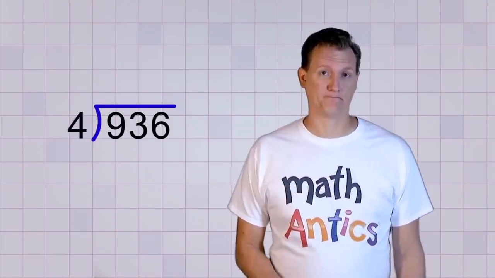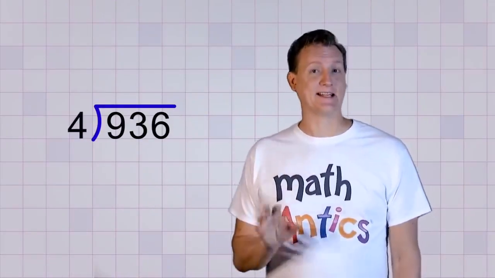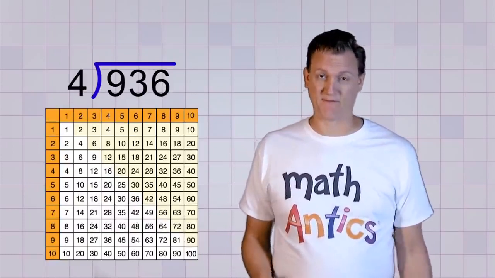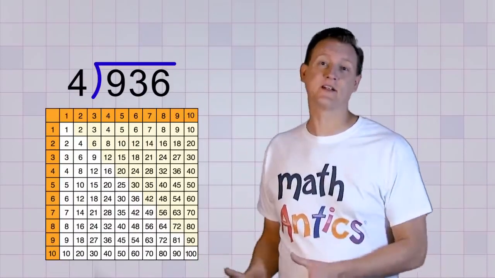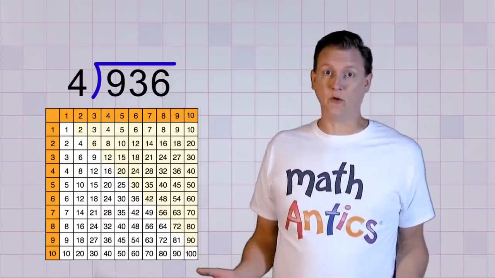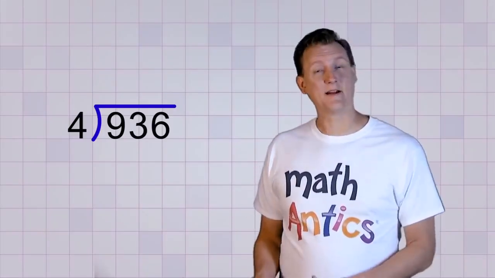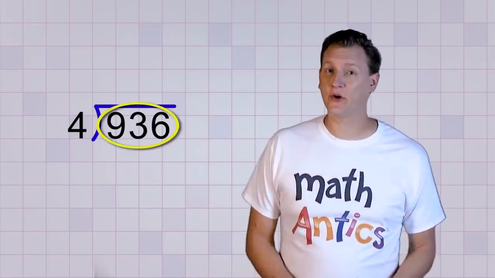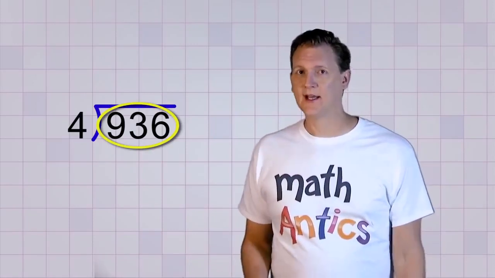When we learned basic one-step division, all of the dividends were small enough that we could just use the multiplication table to help us find the answer. But what if we have a division problem like this? 936 divided by 4. 936 is definitely not on our multiplication table. In fact, there's not anything even close to 936.